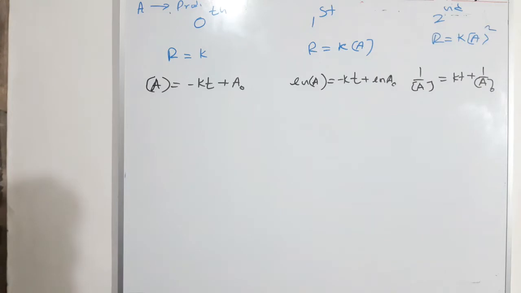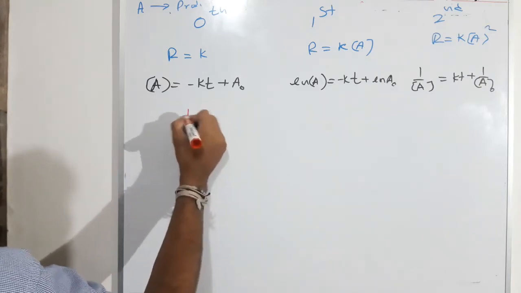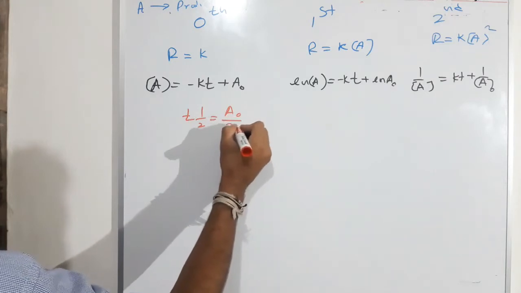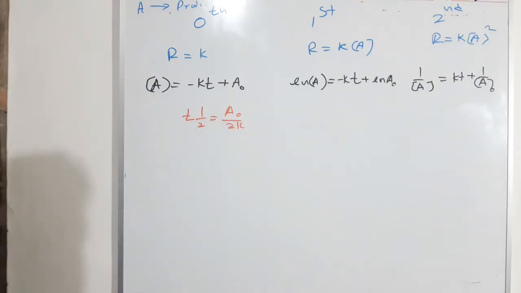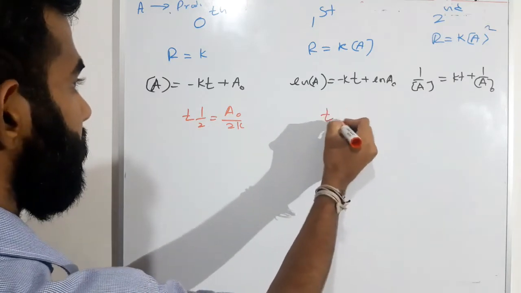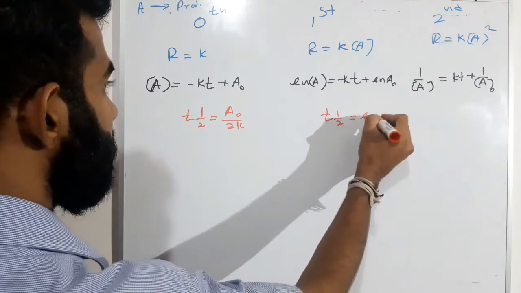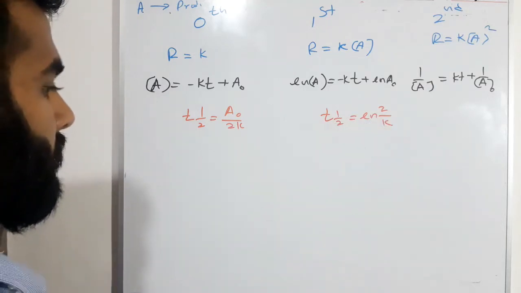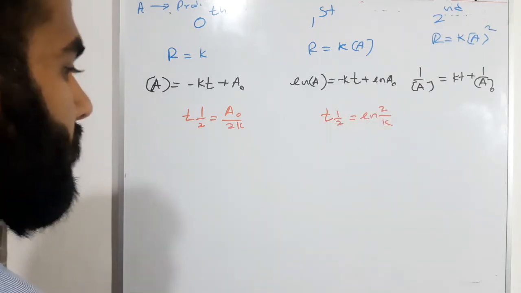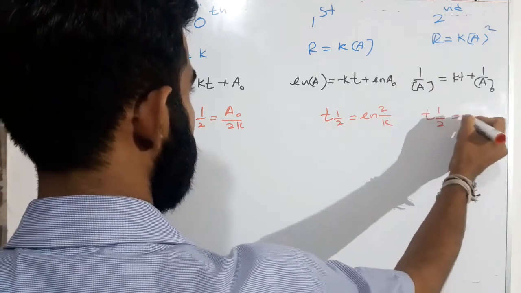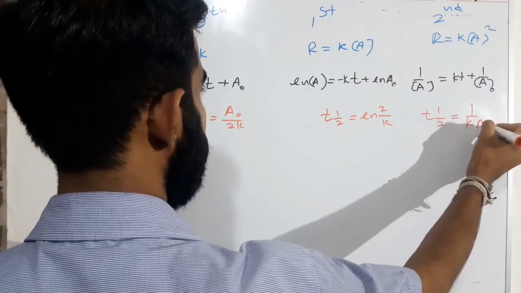What about the half-life? The half-life of a zeroth order reaction was T half equal to A naught divided by 2K. What about the half-life of first order reactions? It was T half equal to ln 2 divided by K. What about the half-life of second order reactions? It was T half equal to 1 over K A naught.